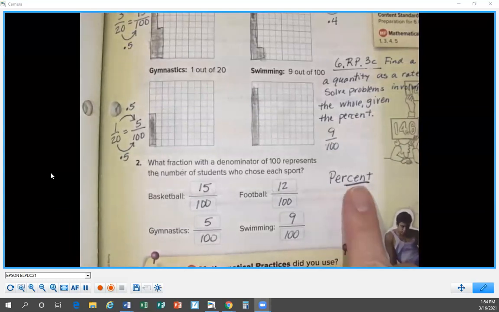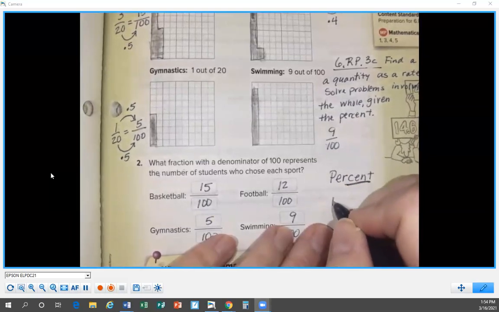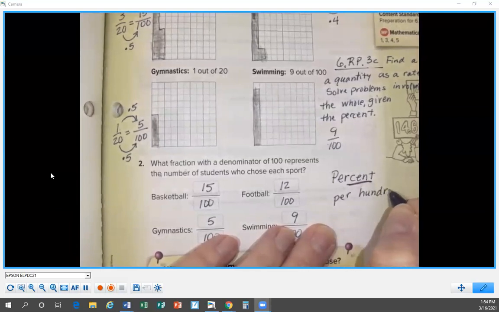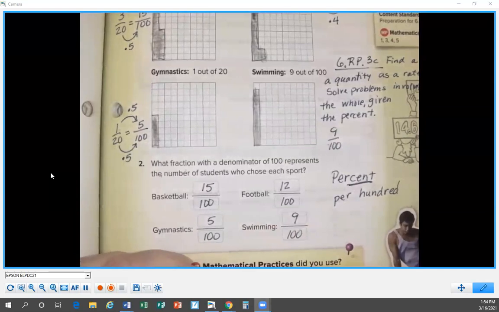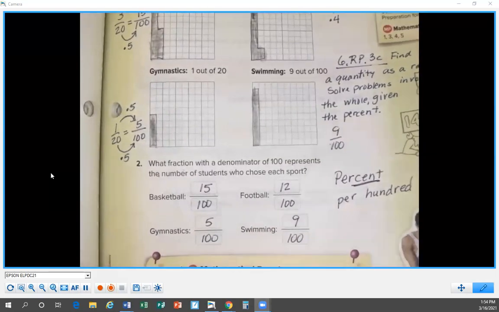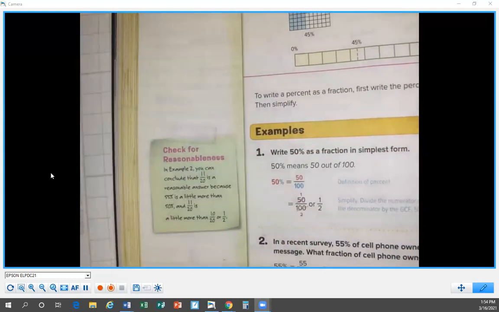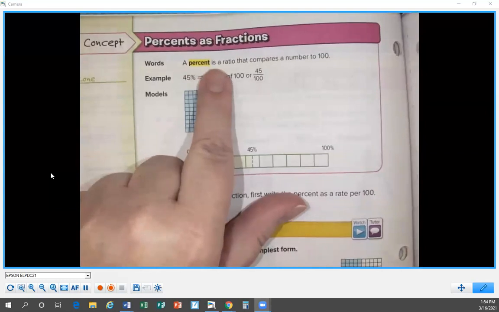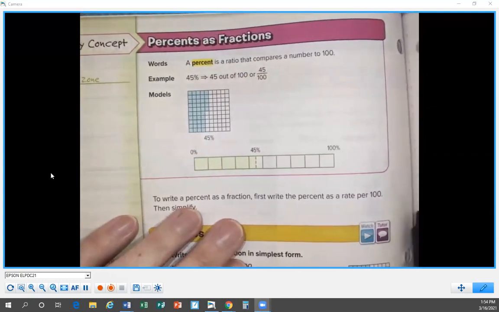Okay, so when we say percent, that literally means per 100. How many per 100? So this means per 100. Okay, percent means per 100. All right, let's turn the page to 102. Okay, percents are fractions. A percent is a ratio that compares a number to 100.